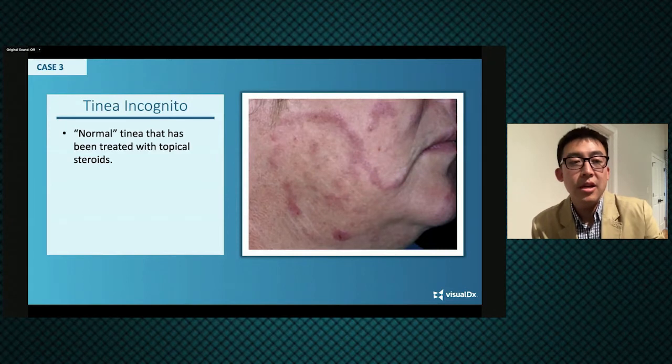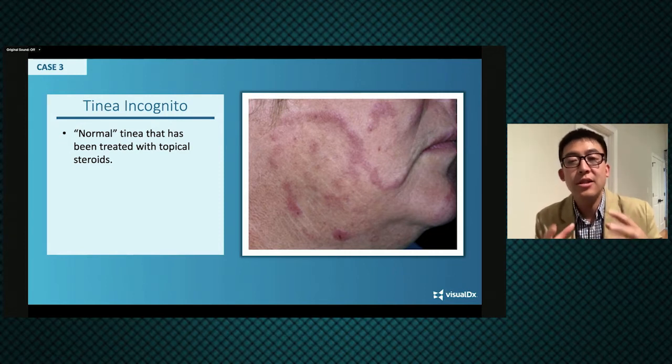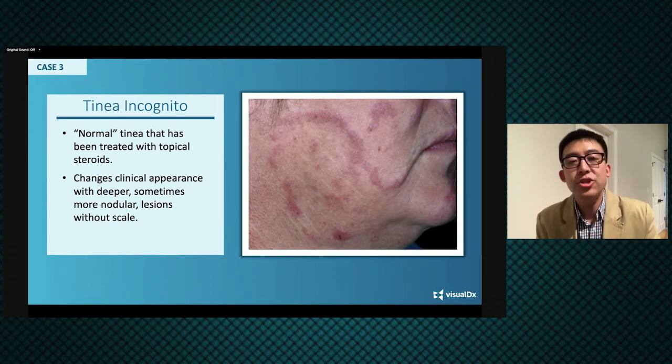So tinea incognito is just regular old tinea, normal tinea, usually corporis, depending on where on the body this is. This is an example of tinea faciei, but then it's been treated with topical steroids. And for that reason, you've lost the typical morphology for that exam. So it changes in clinical appearance with these deeper, sometimes more nodular lesions, and often you lose scale. What's really helpful here, though, is that you still see that annular appearance here on the face.